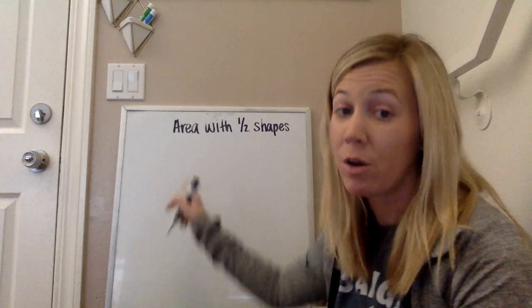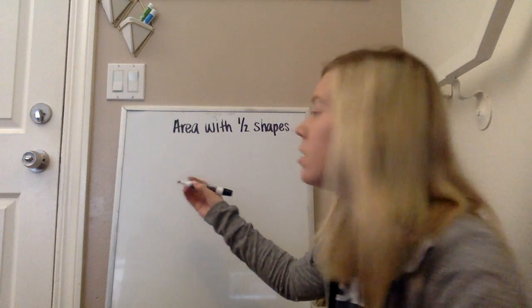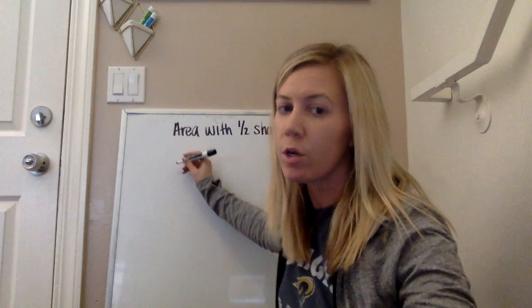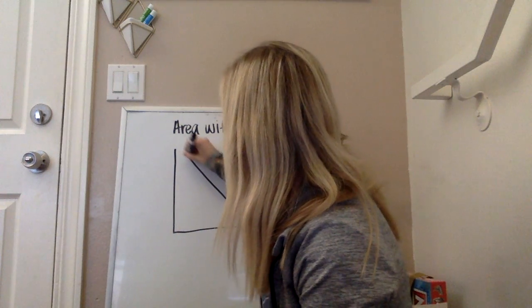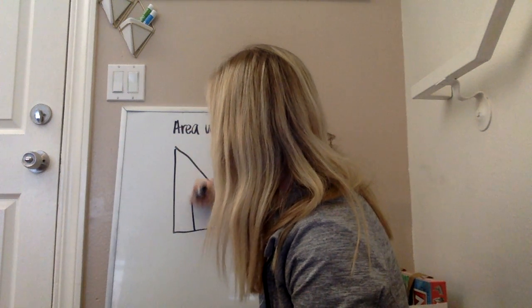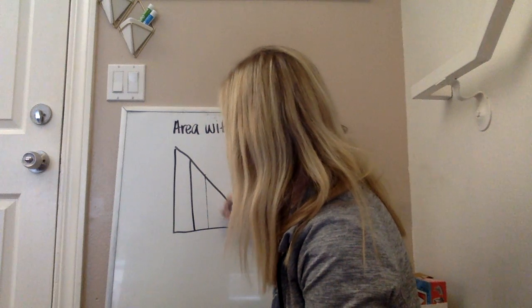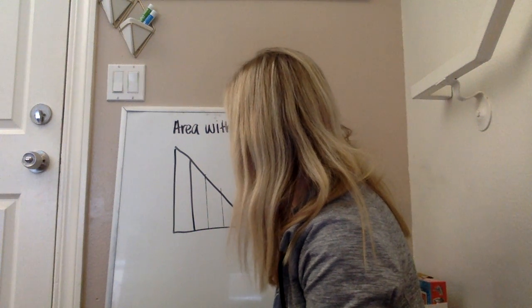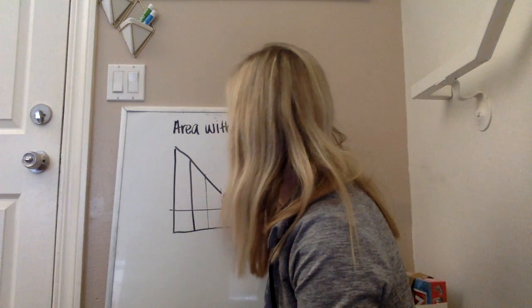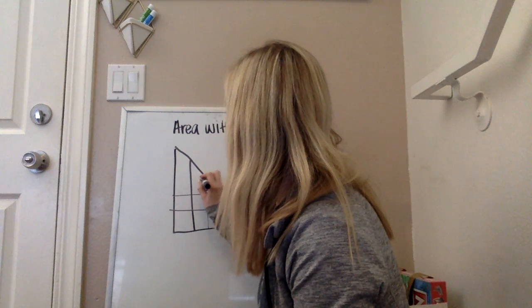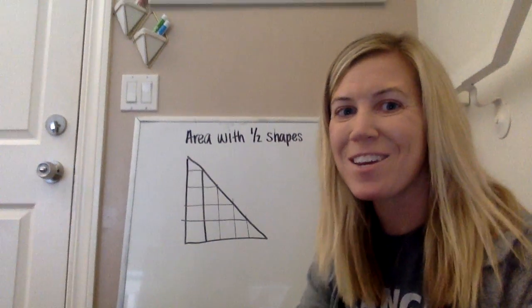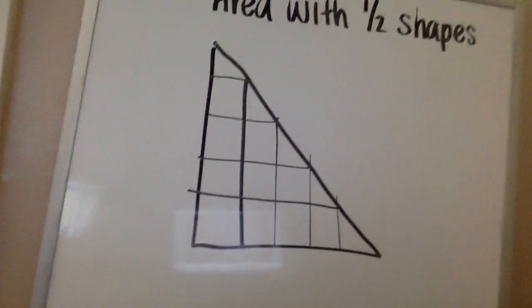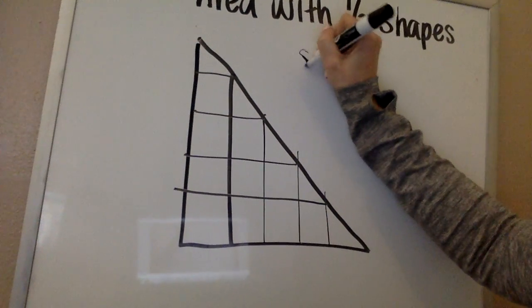This one I'm talking about area with half shapes. A lot of you are having questions with half shape area. So for example, if I have this triangle and it has only so many full squares. Again, I'm not an artist, but that's okay because we don't have to be artists for math. So when you go to count the area, remember the area has square units because we're counting the number of squares inside our shape.